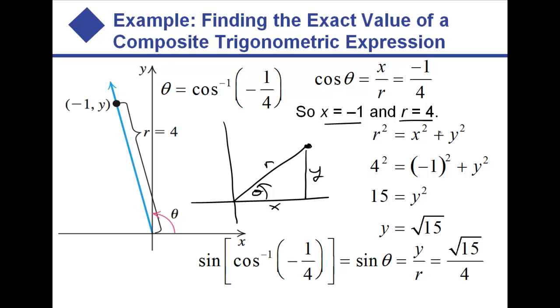R squared equals x squared plus y squared, right? Plug in everything you know, plug in the r, plug in the x, solve for y. Y equals the square root of 15. Still got all that from my picture. Don't need this picture over here. Still use the same picture we had from the previous one. Now we're doing sine of this same angle. Sine of this angle is y over r, right? Opposite over hypotenuse, right? Radius, hypotenuse. So y over r is square root of 15 over 4, and there's our answer.